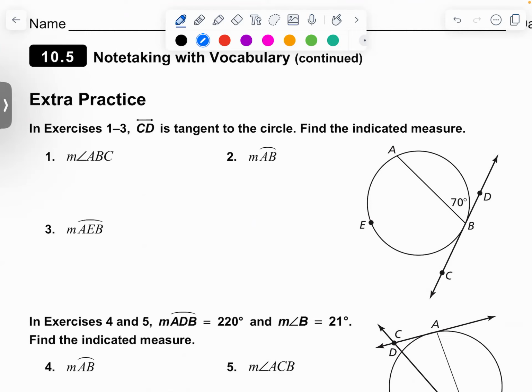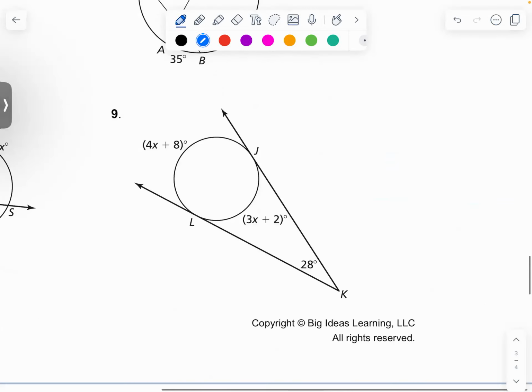All right, what's angle ABC? 110. Okay, what about arc AB? 140. What about AEB? 220. Good.